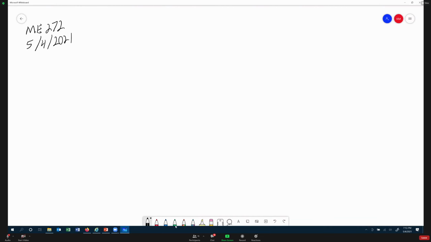Okay, so we're talking about the stiffness matrix. We left off with a form like this, so we need to get the stiffness matrix.